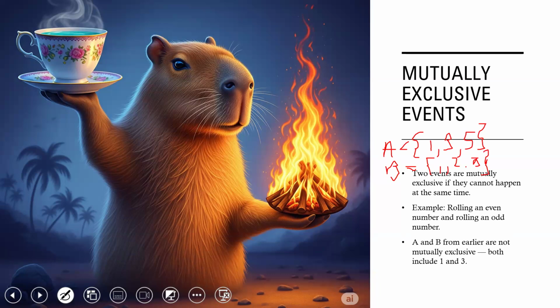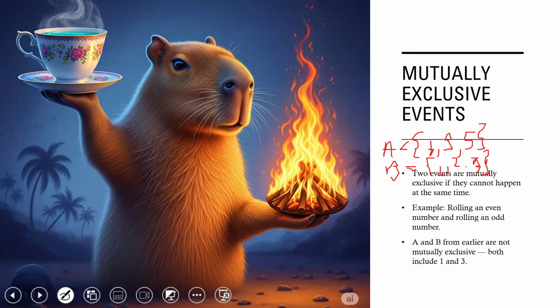These are not mutually exclusive because they share outcomes. Specifically, 1 is in both sets and 3 is in both sets. So it's possible to roll a number that satisfies both A and B. Knowing whether events overlap helps us calculate probabilities correctly.